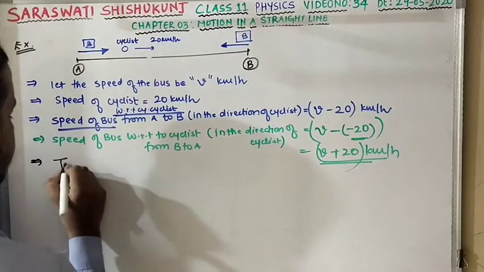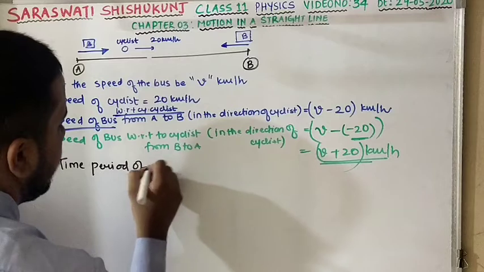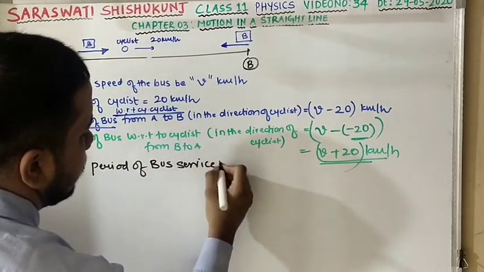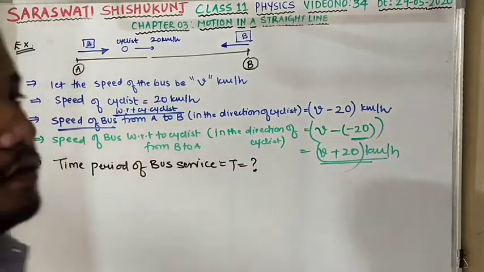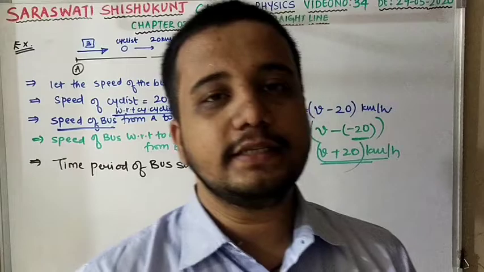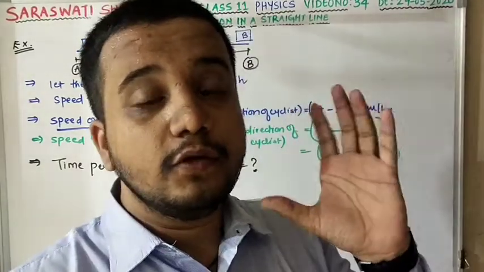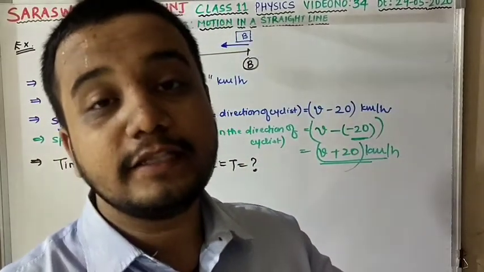We need to calculate over here. What we need to calculate? Time period of the bus service. We need to determine T. One thing they have given in the question, that is when the cyclist is moving from A to B, he used to see that a bus used to pass by him. Pass by him means what?